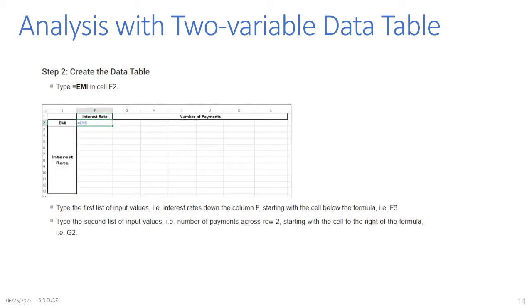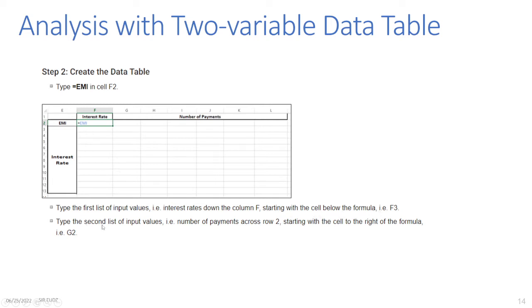Okay, step 2. Create the data table. So in the data table, we have interest rates, and then we have here number of payments. So we type equal to EMI under F2. Then type the first list of input values, that is interest rate down column F, starting with a cell below the formula, so that is at cell F3.